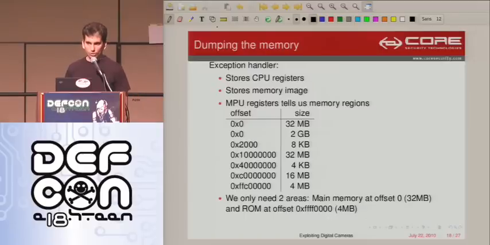To know which memory regions we need to dump, we just use the memory protection unit. Inside this unit, there are registers that define the valid memory regions, and we only need two regions: the main memory and the ROM.